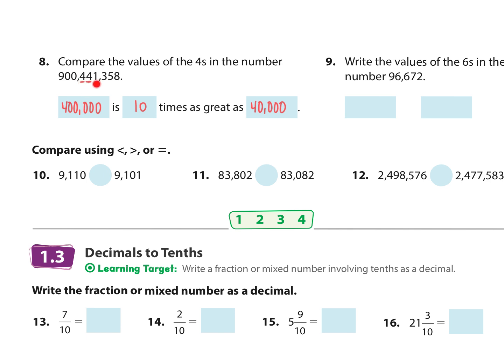If I had had a 4 where this 1 is in the thousands place, then it's 2 places away. So how many times greater would it be? It would be 100, right? Not 10, it would be then 100. Okay. Any others in section 1.2 before we go to 1.3?